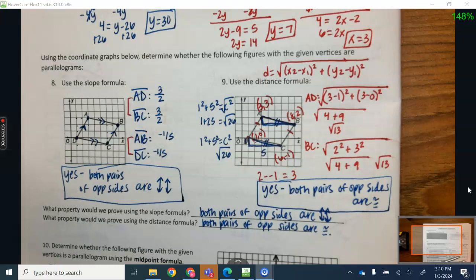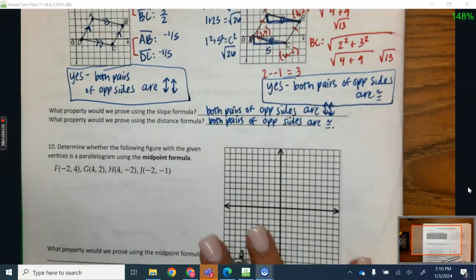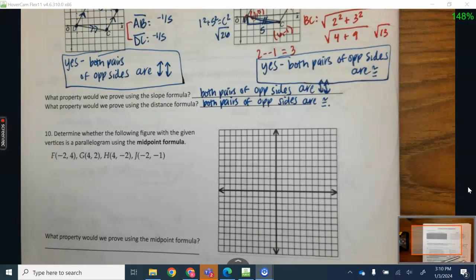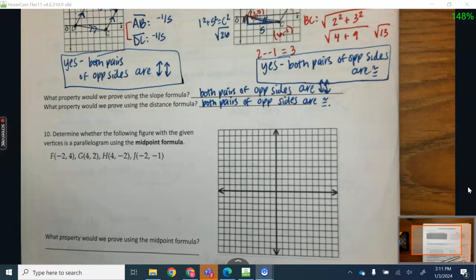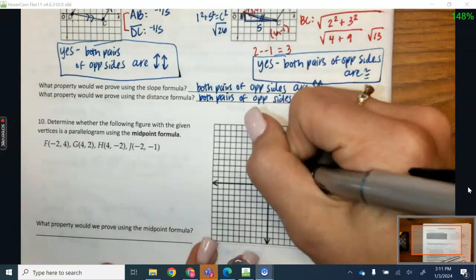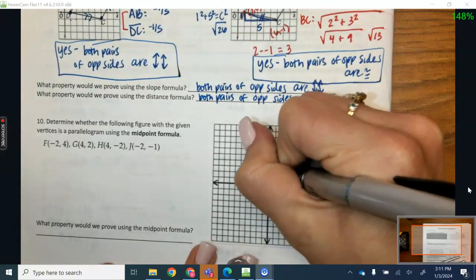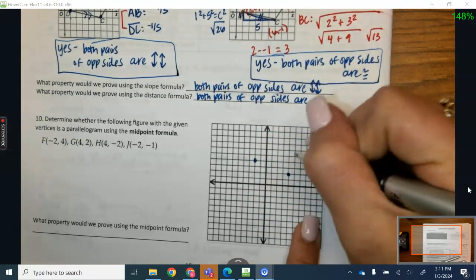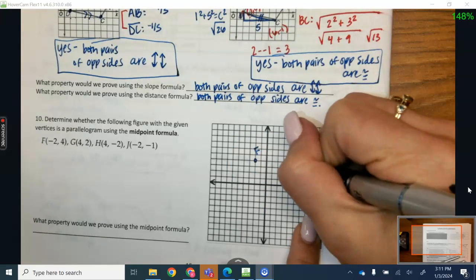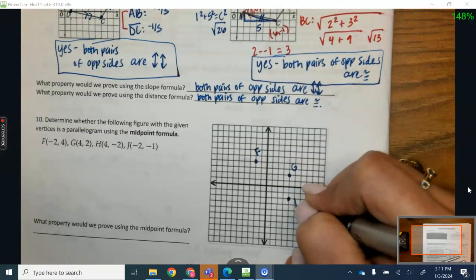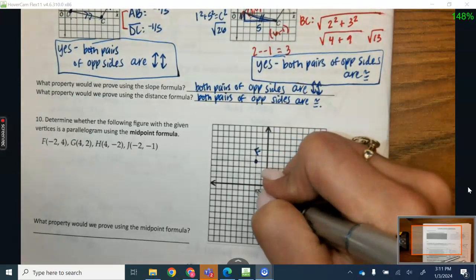So when do I use the midpoint formula? To determine if something is a parallelogram. All right, so let's look at just our figure. If I plot this, F is at -2, 4. So here's my origin, -2, 4. G is at 4, 2. This was F, G. H is at 4, -2, so that's right here. And J is at -2, -1.